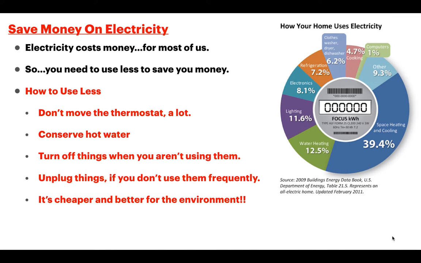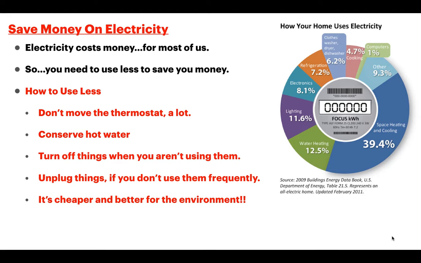So how to save money on electricity? The graph on the right-hand side here just gives you an idea. This is a general amount. It's from 2009, or it's been updated in 2011, but this much really hasn't changed. For the most part, 39.4% is used to heat the house. So what does that tell you? If you want to make the biggest impact, how can you do things to your house so that you don't have to heat it as much?